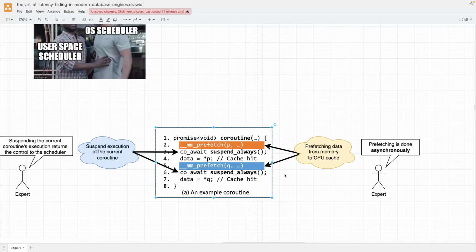Suspend because again you need to wait for some time. So you let the scheduler run some other transaction to keep the CPU busy. And again, when you come back, because of the round robin scheduling, you'll have a cache hit when you access that data. So that's exactly what happens in these coroutines and how they prefetch data, suspend, and continue their execution.